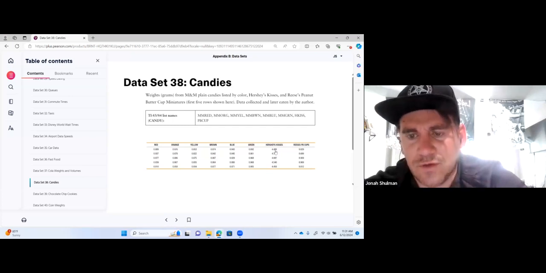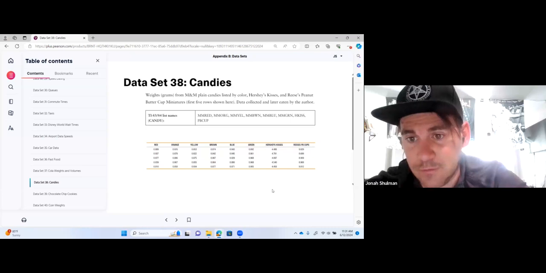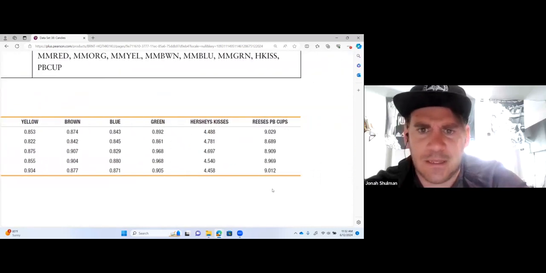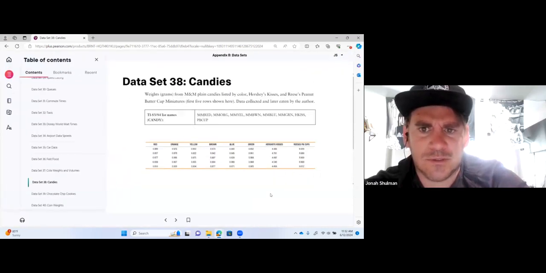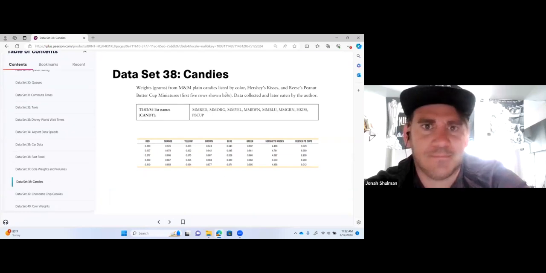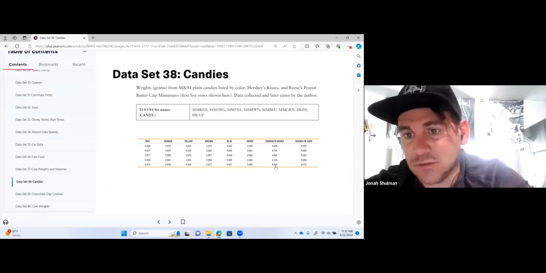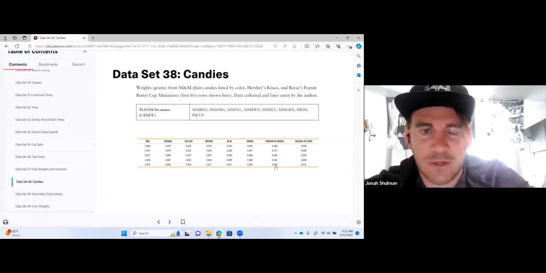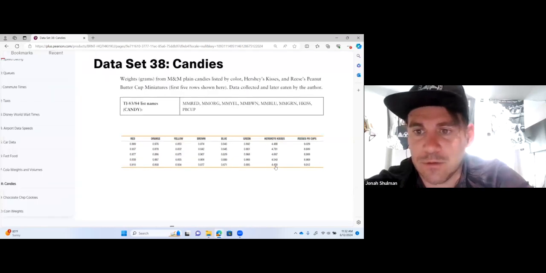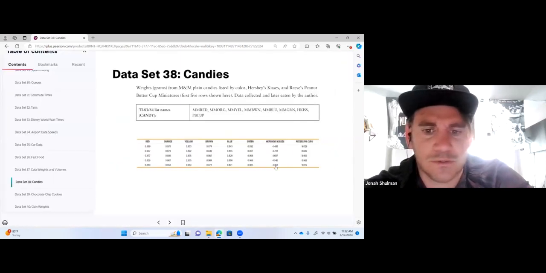But these are just the first 5 rows. Do I just do the first 5 rows? Do I do them all? All right, so how would I do this? I'd probably just do these 5, right? But if they want them all, in case they want them all, I'm gonna show you how we can do this with Excel.